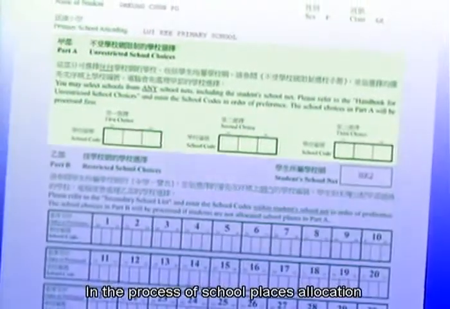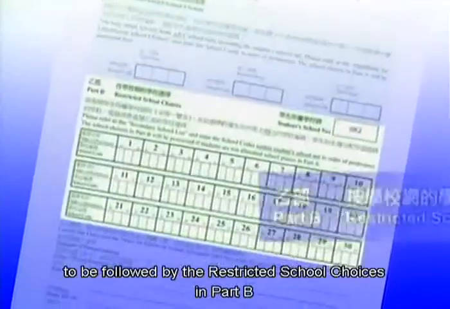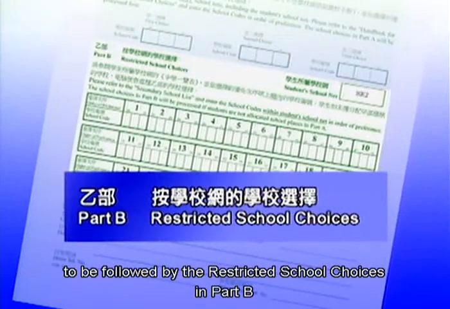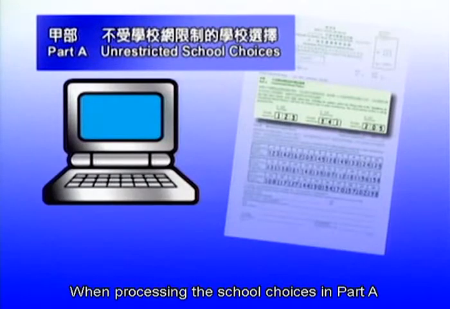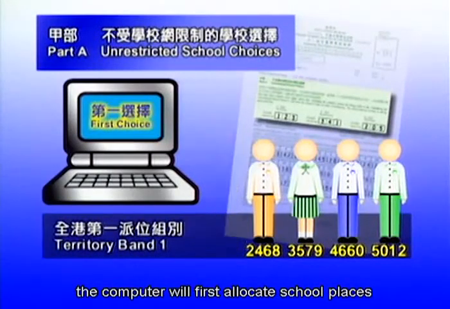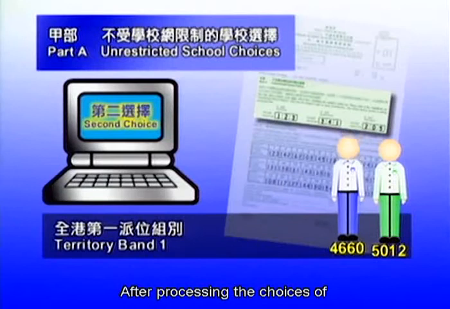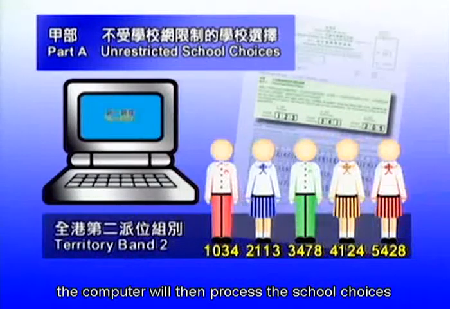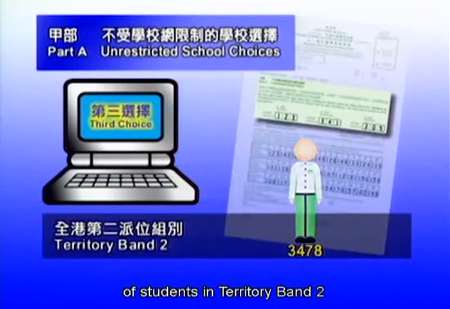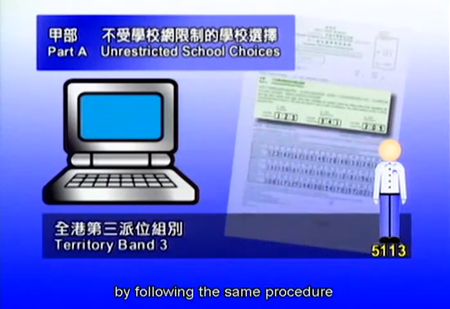In the process of school places allocation, the computer will process the unrestricted school choices of all students in Part A first, to be followed by the restricted school choices in Part B. When processing the school choices in Part A, the computer will first allocate school places to students in Territory Band 1. After processing the choices of all the students in Territory Band 1, the computer will then process the school choices of students in Territory Band 2. And finally, those of Territory Band 3 by following the same procedure.